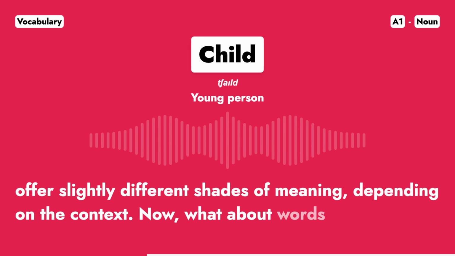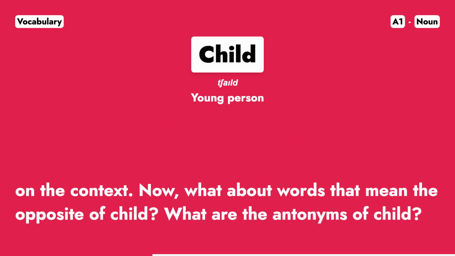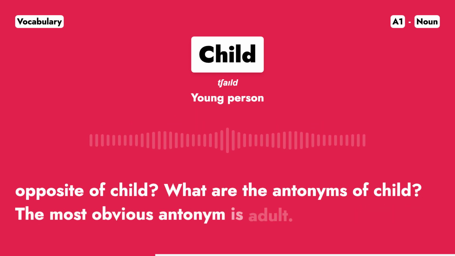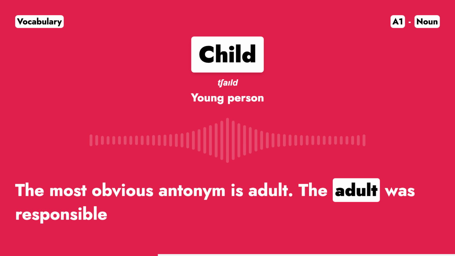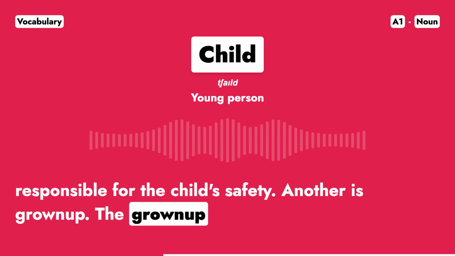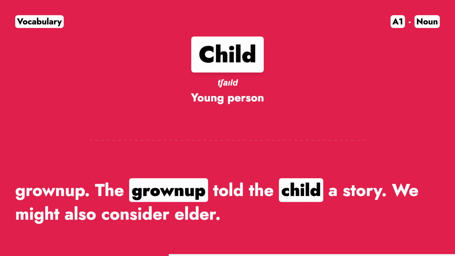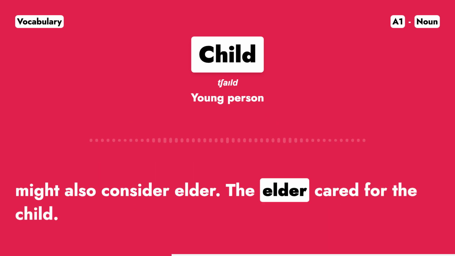Now, what about words that mean the opposite of child? What are the antonyms of child? The most obvious antonym is adult. The adult was responsible for the child's safety. Another is grown-up. The grown-up told the child a story. We might also consider elder. The elder cared for the child.